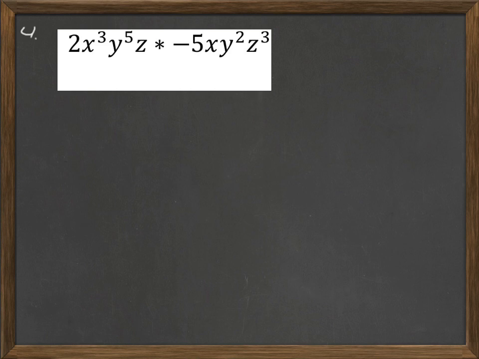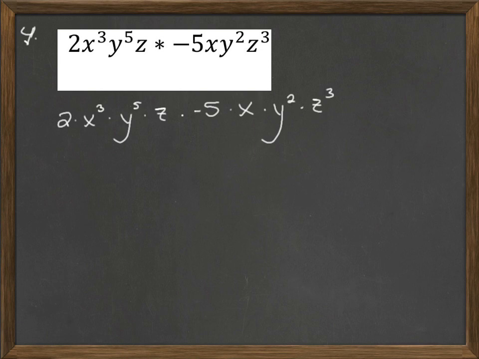All right, so now number 4 is something more like what you would actually see on a homework or a quiz. So we have 2x to the third power y to the fifth power z times negative 5xy squared z to the third power. So the first thing I want to invite you to do is to realize that all of these things, 2x to the third, y to the fifth, z, and so on, are all connected through multiplication. In other words, this really means 2 times x to the third times y to the fifth times z times negative 5 times x times y squared times z to the third.